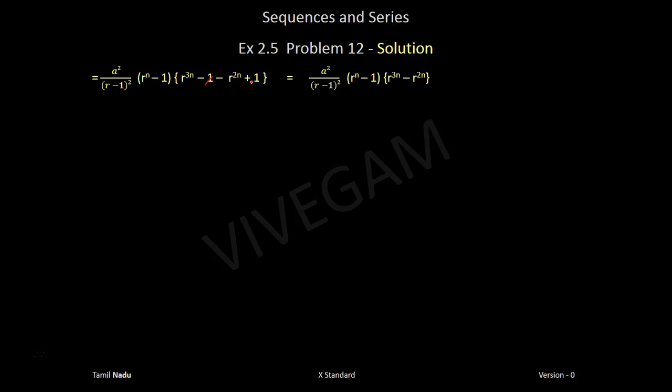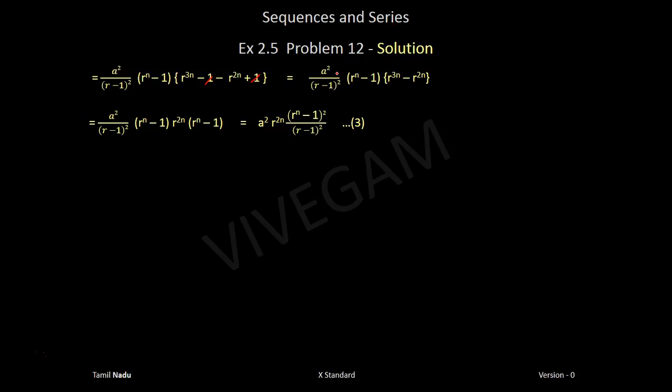So this will cancel. So you will get the final expression as A square by (R minus 1) the whole square, divided by R into (R to the power of n minus 1), and open a bracket. One more inside the bracket is R to the power of 3n minus R to the power of 2n. Again, what can you take? You can take R to the power of 2n commonly out from these two.